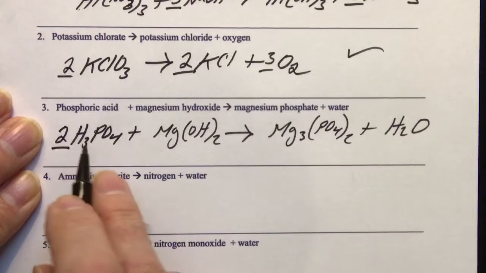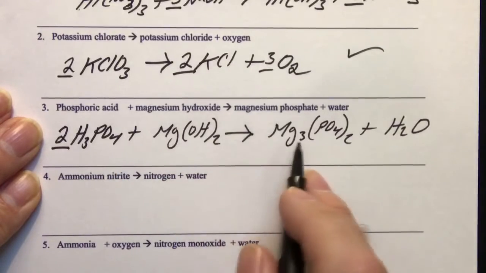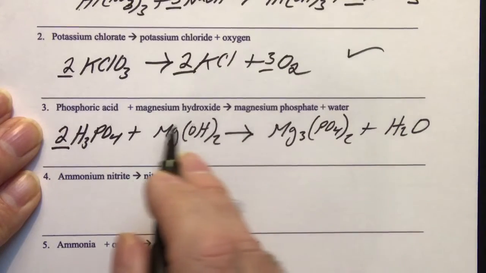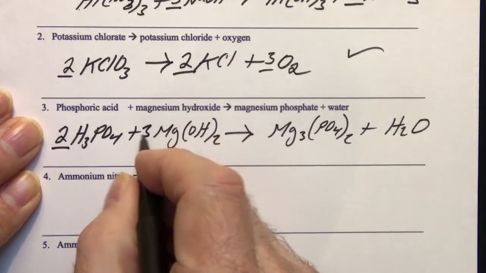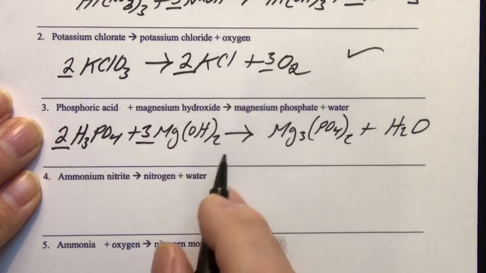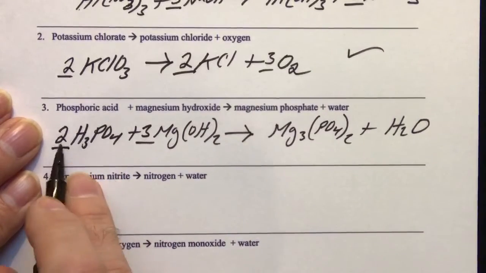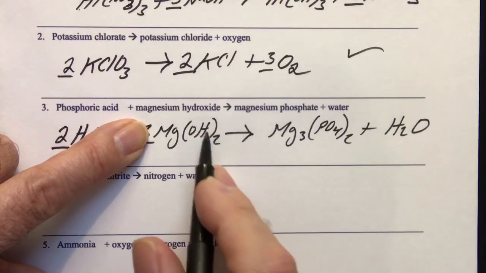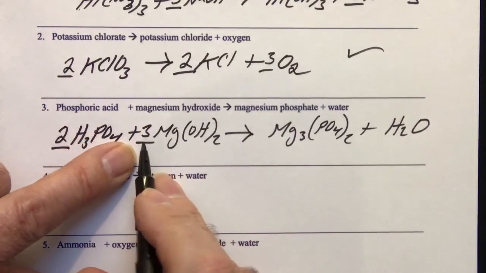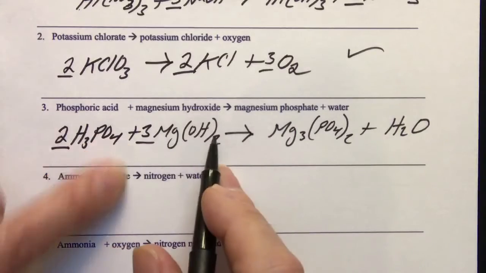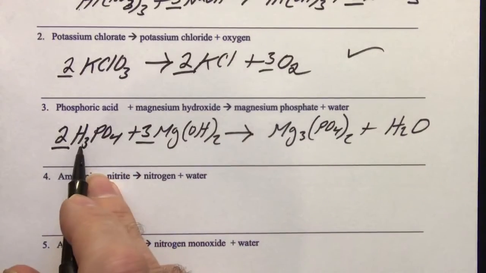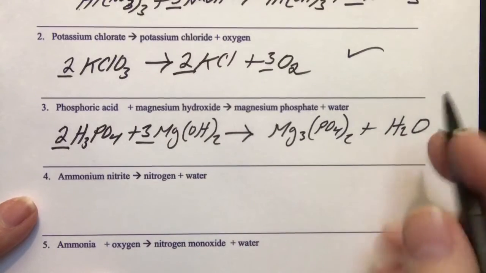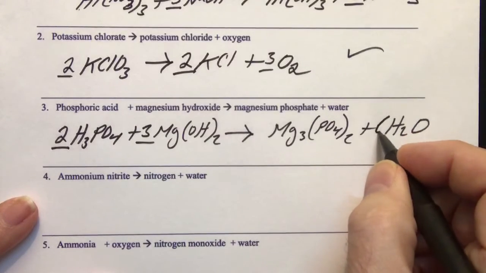So let's leave the hydrogens and oxygens for a minute and look at the magnesium. You have 3 magnesiums here. So to balance the magnesiums, I would need to put a 3 in front here. Okay, so now let's look at the hydrogens. You have 6 hydrogens here, and you have 6 hydrogens here. You have 2 hydrogens just in the formula itself, and then with the 3 in front, that triples everything, so you have 6 hydrogens. So 6 hydrogens plus 6 hydrogens gives me 12 hydrogens on the reactant side, so I need 12 hydrogens on the product side. So I need to put a 6 here.